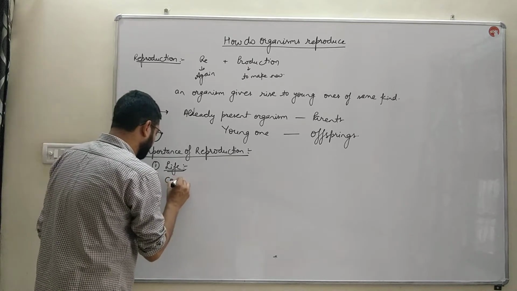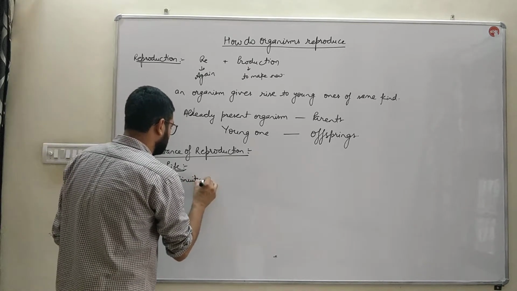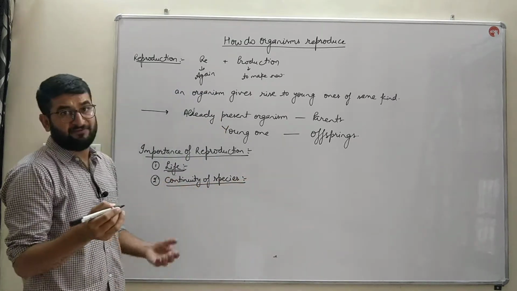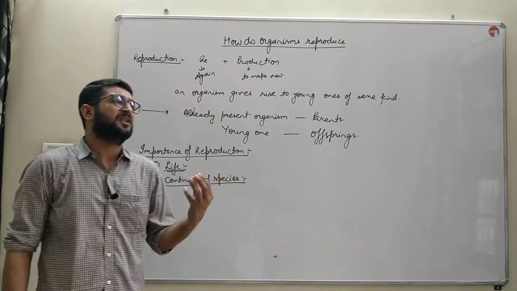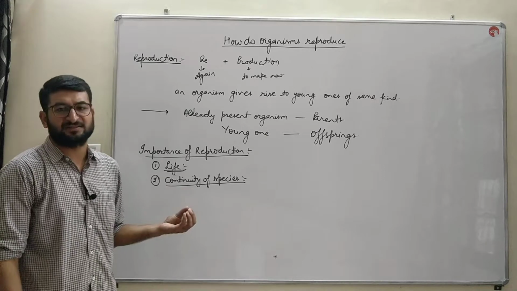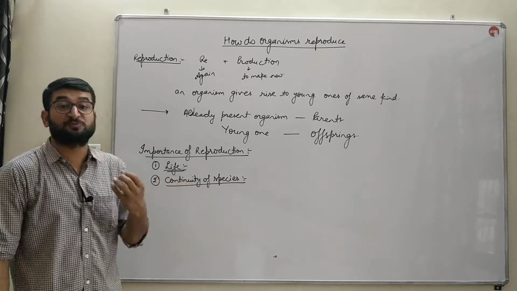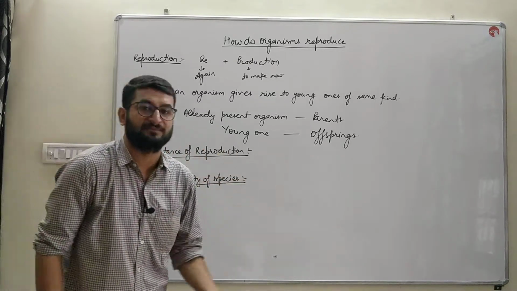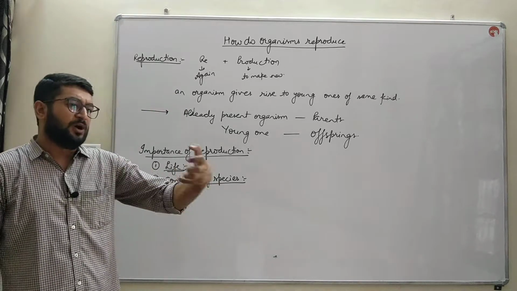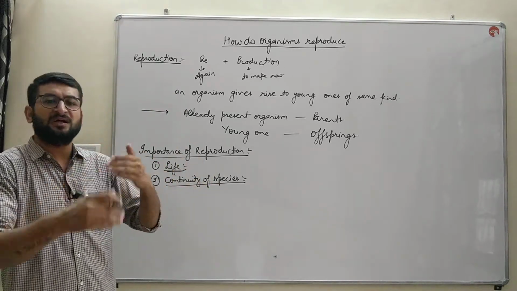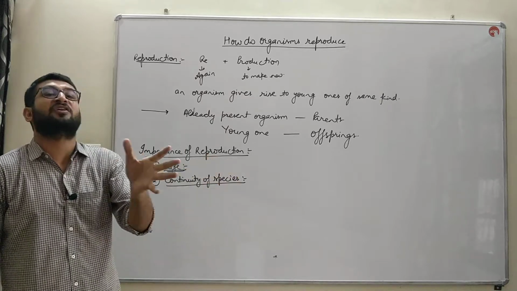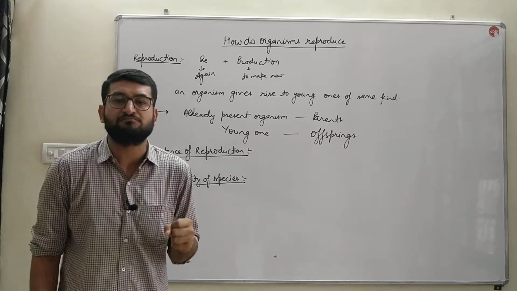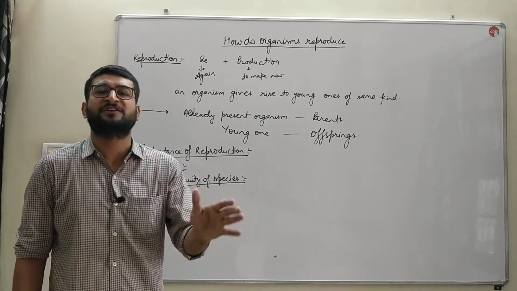Second, for the continuity of species. As every organism has a fixed lifespan, after living that fixed lifespan, every organism dies. So, for the continuity of a particular species on Earth, it is necessary that young ones keep on being produced after a certain interval of time. As the older ones keep on dying, the younger ones become the existing organisms. So, for the continuity of a species, it is necessary that an organism must reproduce the organism of its own kind.